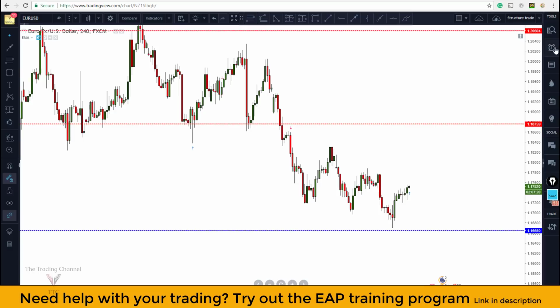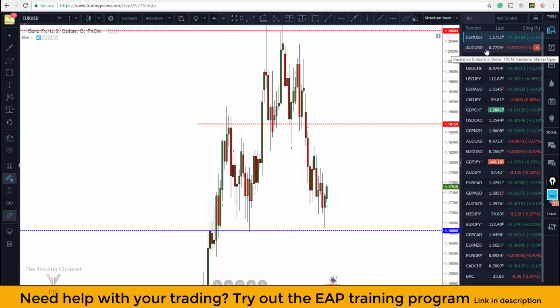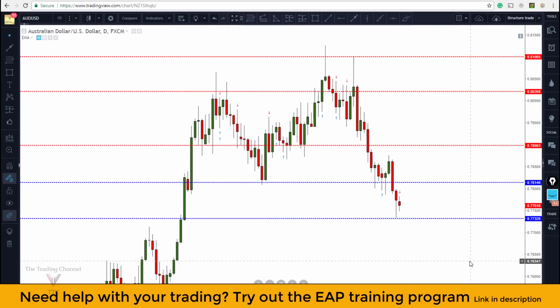So now that we've discussed this euro dollar pair, let's go ahead and take a look at our next pair and see what we're expecting out of the Aussie dollar. So here we are on our next pair, the Aussie dollar.